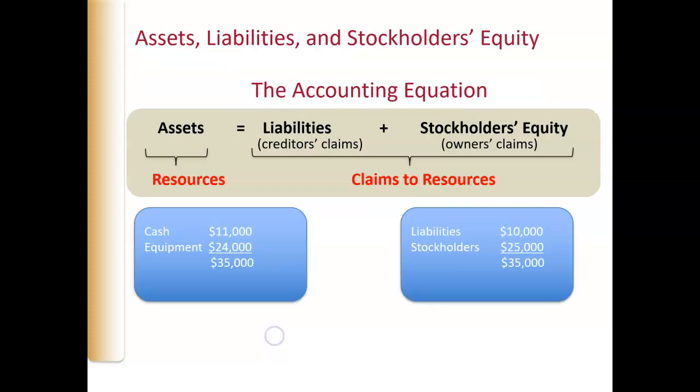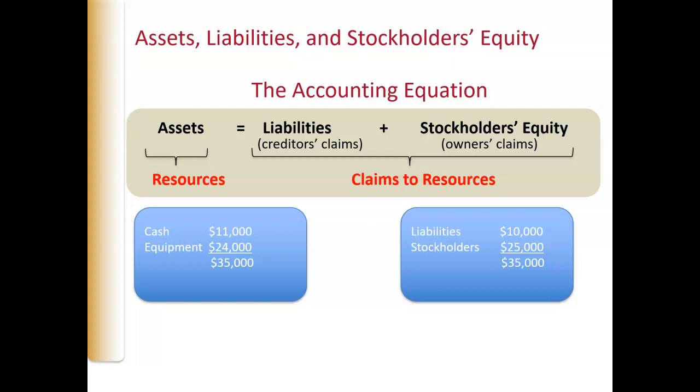So, again, assets can be cash and can be equipment. Let's just say that a particular company has $11,000 of cash and $24,000 of equipment. These are both assets. They're resources. The $11,000 plus the $24,000 equals $35,000. Do you see that the assets equal $35,000?